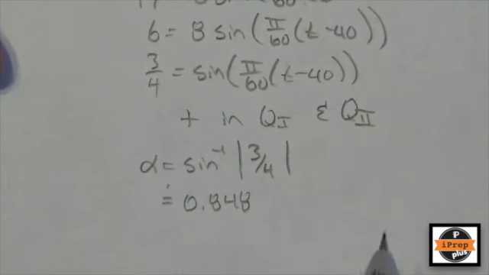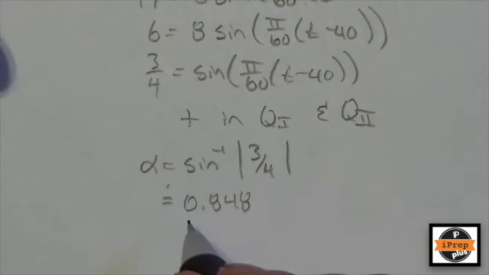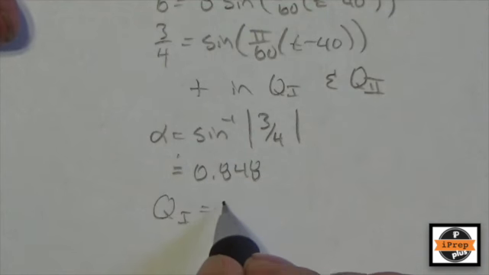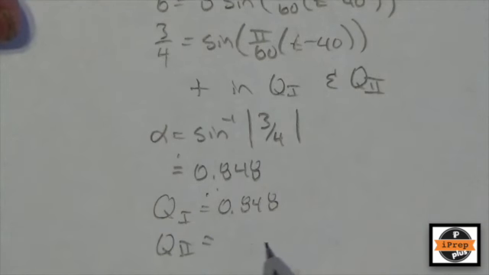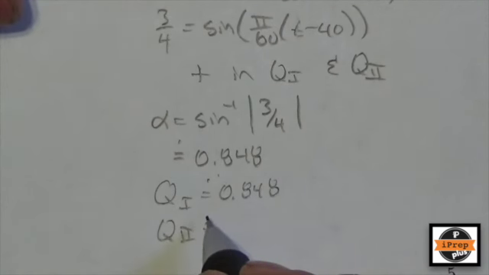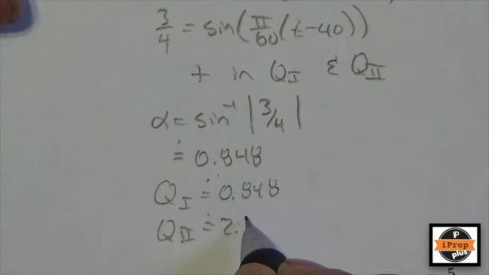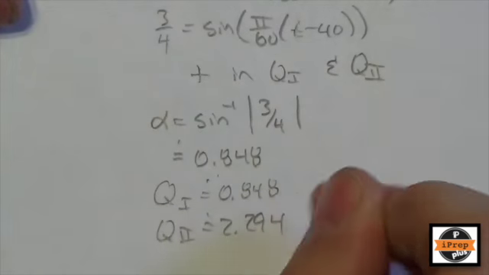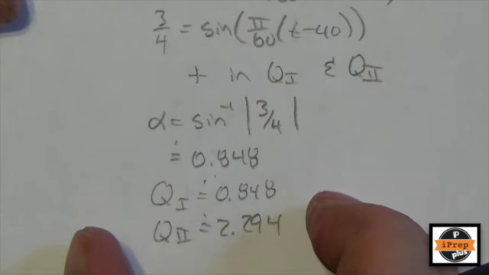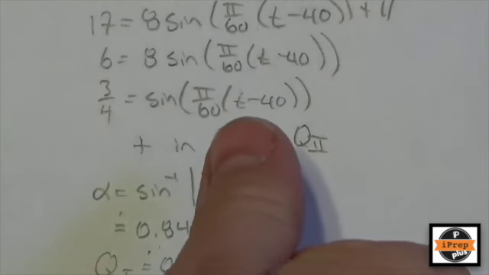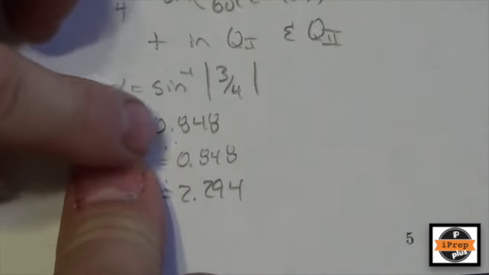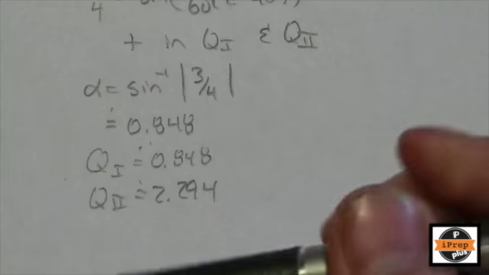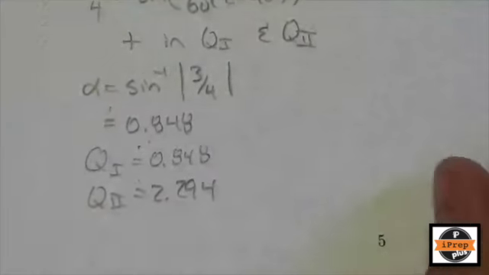That is going to be our first quadrant answer, approximately 0.848. Our second quadrant angle is going to be pi minus that, and when you take pi minus that, you'll get roughly 2.294. So here are our 2 answers. Now, that's not quite right yet, because all that has done is deal with the trigonometry. That's like 3/4 equals the sine of my thumb. Well, my thumb can equal either one of those 2. What we've got to do now is unpackage the algebra that's inside there.